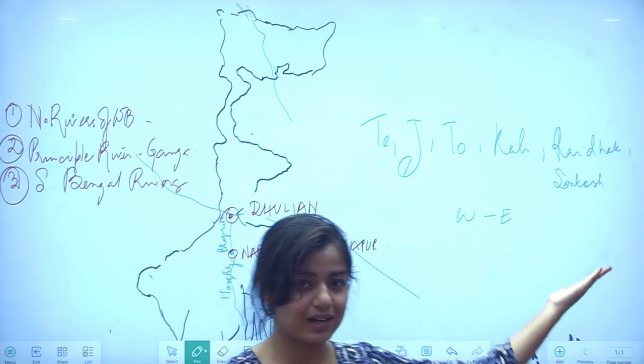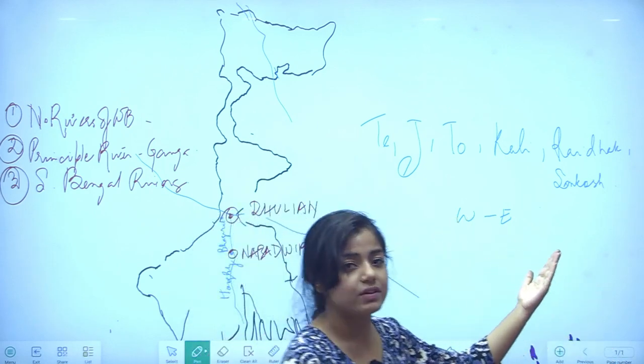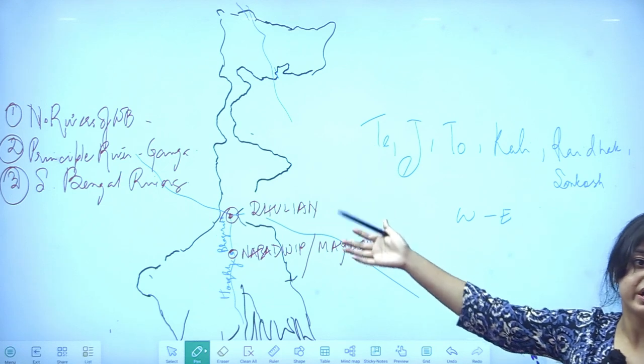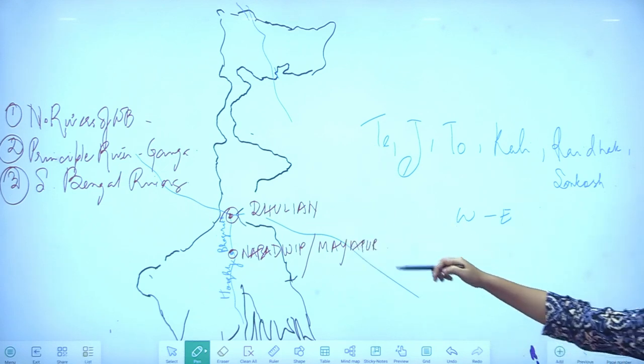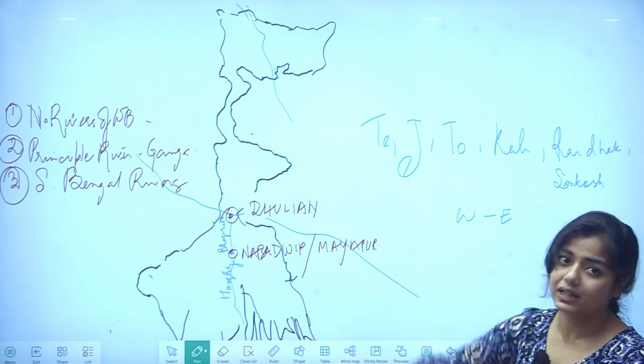Then we have Ganga, which I explained in the very beginning. From Dhulian to Nabadwip, the name of Ganga is Bhagirathi.